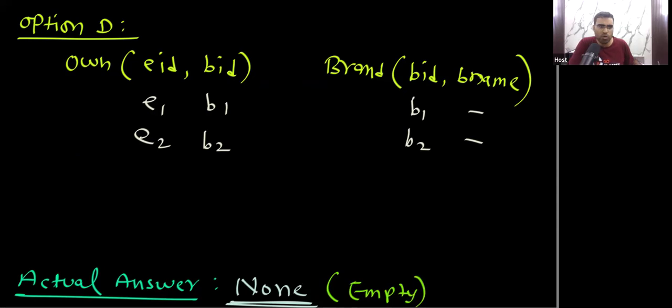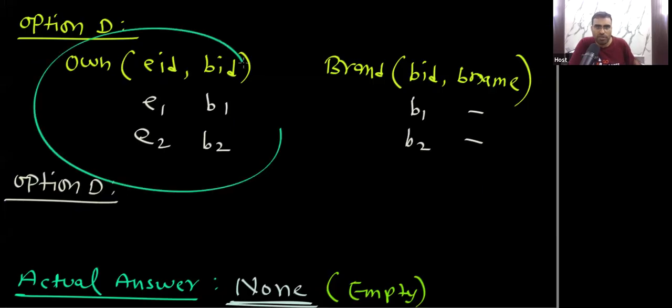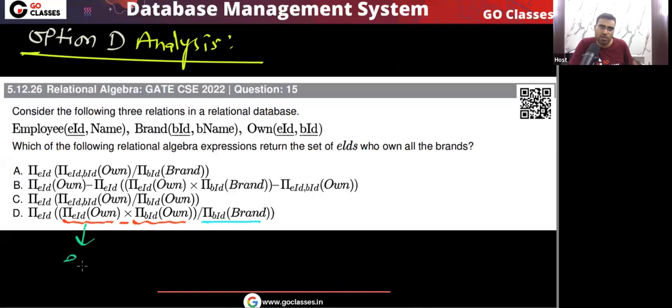But now you notice what option D will give you. Please notice, in option D, what are we doing? First, we are finding EID from the on table. From this table, if I find EID, what will I get? I will get E1 and E2.